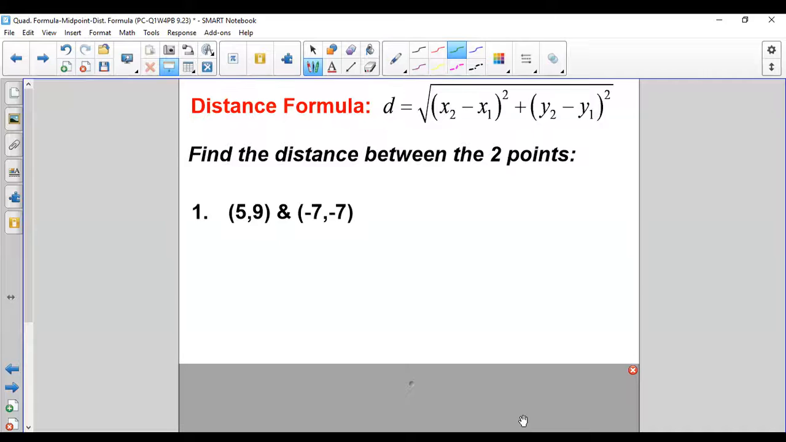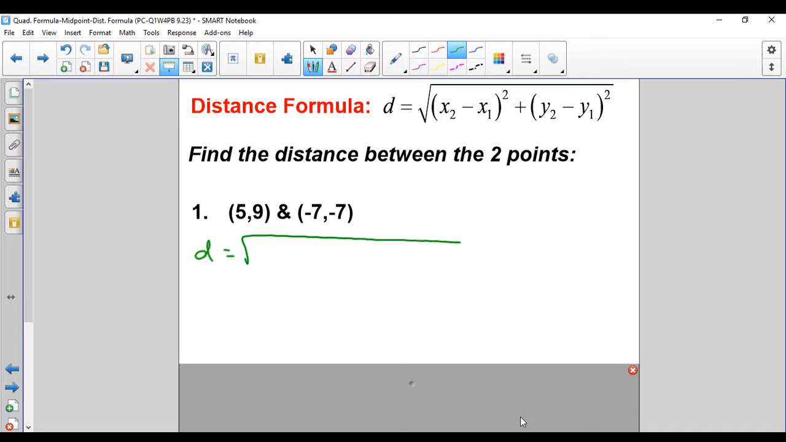Going to finish things this week with the distance formula. The distance formula is d equals the square root of the quantity x2 minus x1 squared plus the quantity y2 minus y1 squared. All right, so deal with what's inside, then take care of the radical. So we go ahead, we plug it in, label them if you want, it doesn't matter, it's up to you.